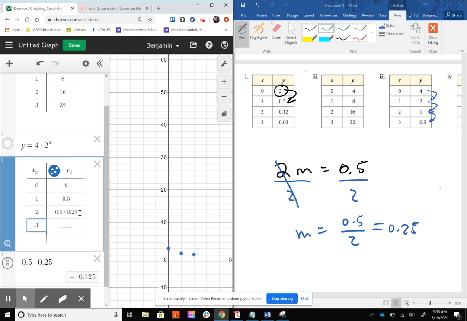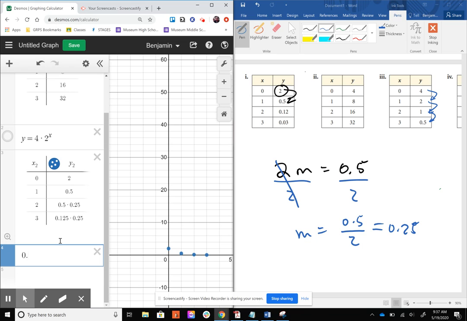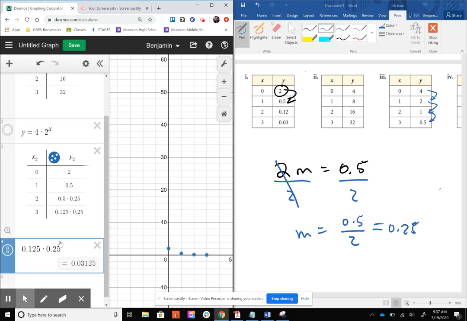and then for 3, we should get 0.125 times 0.25. And then we see that we're getting all those there. And this is a decreasing, right? These values are going down. 0.125 times 0.25, so 0.03, and they rounded once again. We can be more exact with Desmos.